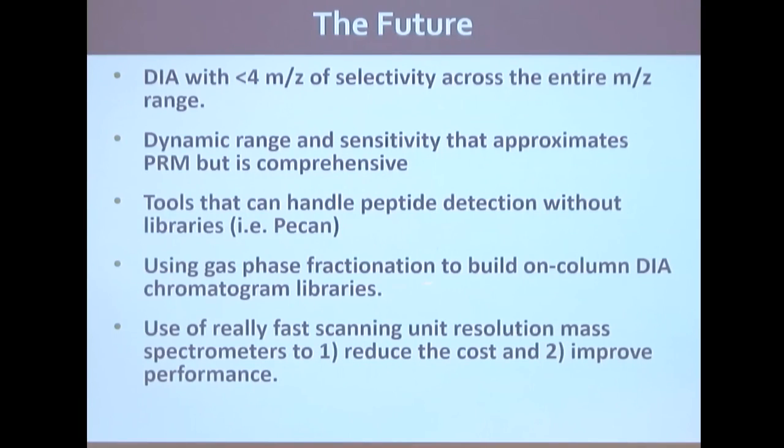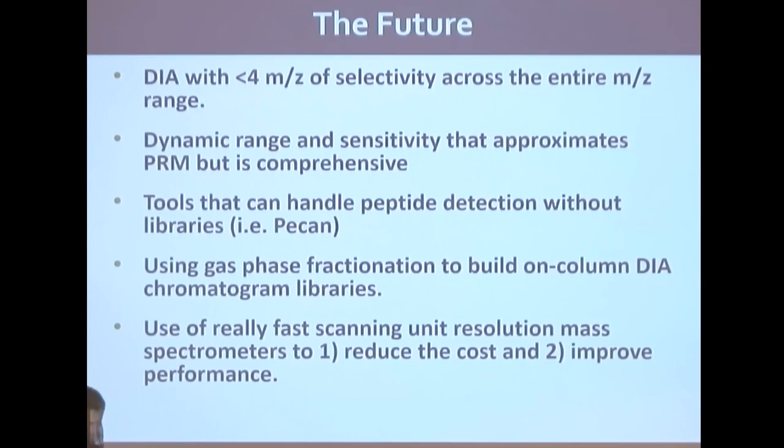So gas phase fractionation to build on-column DIA chromatogram libraries, we think is particularly powerful. And we think really fast scanning unit resolution mass spectrometers can reduce the cost and improve the performance. Although this is very, very early, there's no commercial option here yet at all. But if you think about something being half to a third of the cost of these high resolution and accurate mass instruments, you'd think about having 2 to 3 instruments for the price of one.